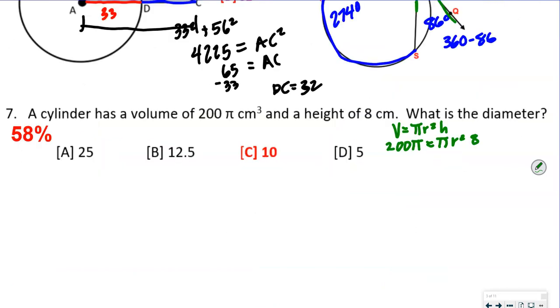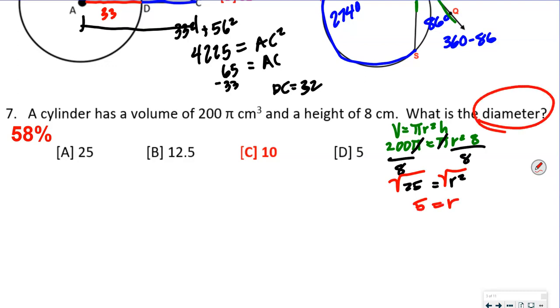So what do you notice on both sides? Pi, right? So it's going to cancel out. Then we're going to divide both sides by 8, and when I divide 200 by 8, I get 25, right? So r squared is equal to 25. Then we take the square root of both sides, so r is equal to 5, but that's not the question I was being asked. I was being asked what's the diameter. So the diameter is equal to 2 times the radius, so this is going to be 2 times 5, which means our answer was 10.